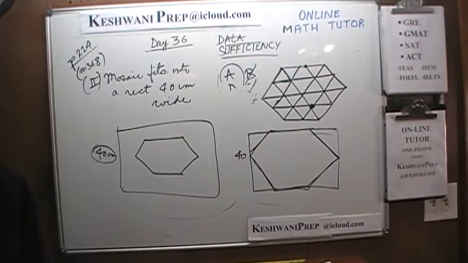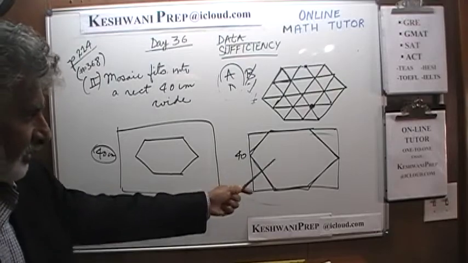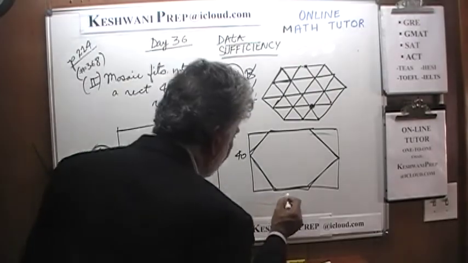Even if it was something like this, this would still be not enough. This formation would still be not enough, even if it was touching the right thing, because we don't know what the length is.